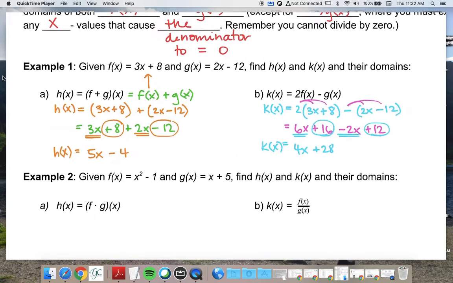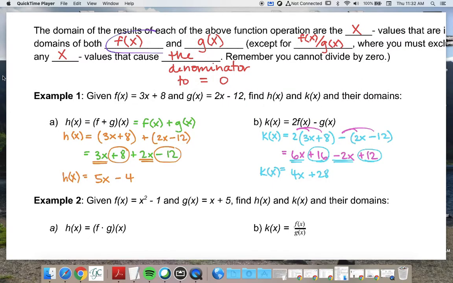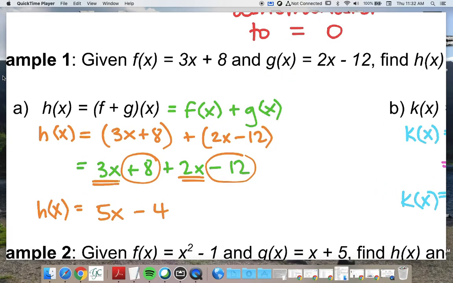So we have performed our operations for both examples. Now let's go back and talk about their domains. So for our domains, like our definition said, we have to consider the domains of both of the original functions. So if we look at our original functions, f of x and g of x, 3x plus 8 is just a line, and we know lines have a domain, which I'm going to abbreviate with d, of negative infinity to infinity. And then g of x is equal to 2x minus 12, which is also a line, so that domain is also negative infinity to infinity.